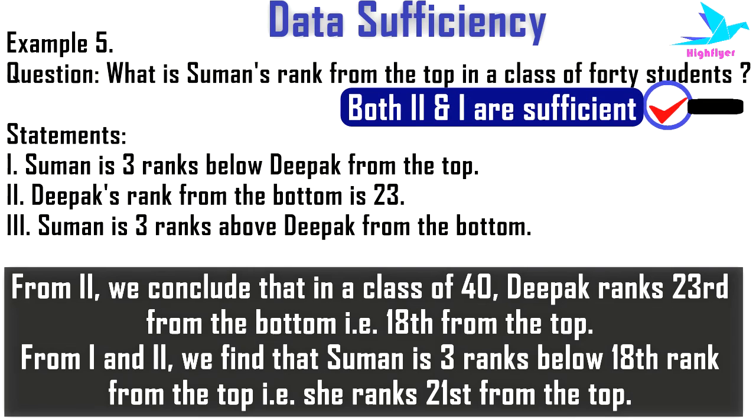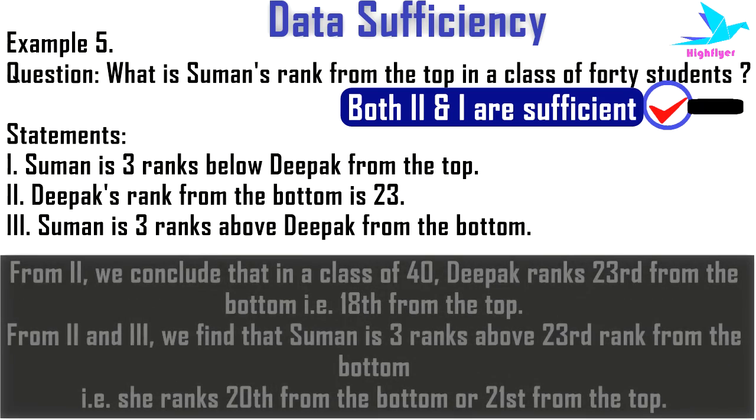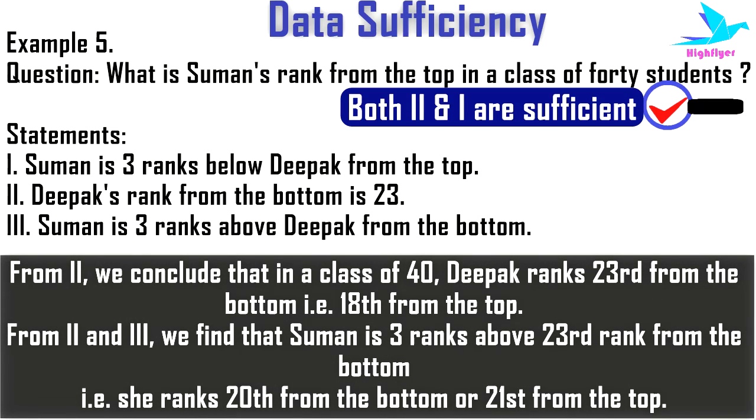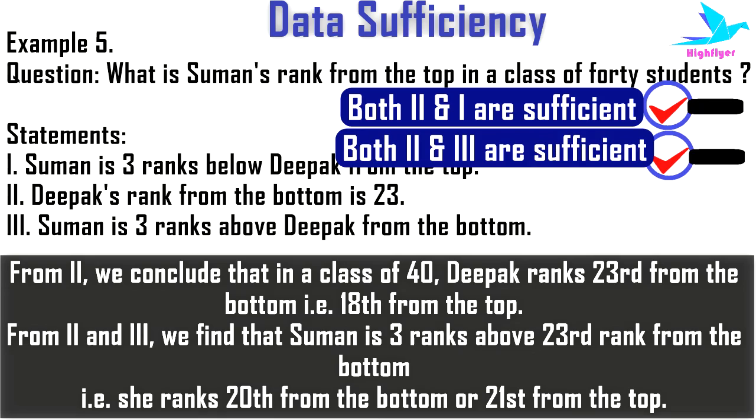Then let's combine statement 2 and statement 3, where statement 3 says Suman is 3 ranks above Deepak from the bottom. Now Deepak's rank from the bottom is 23rd, so Suman's rank from the bottom will be 23 minus 3, that is 20th. So if she is 20th rank from the bottom, then she will be 21st rank from the top. So in this case, along with statement 2, if you take either statement 1 or statement 3, in both the cases we are getting the answer.